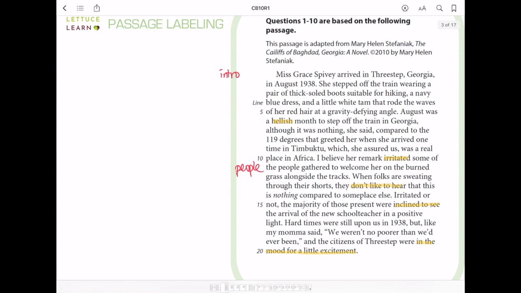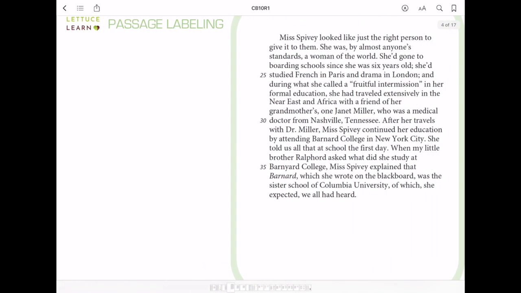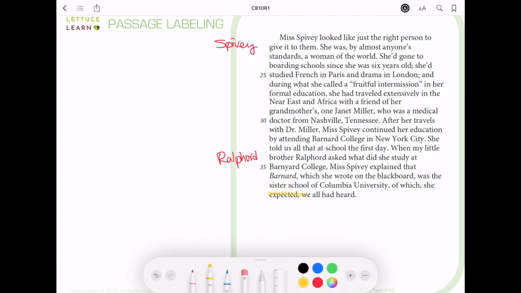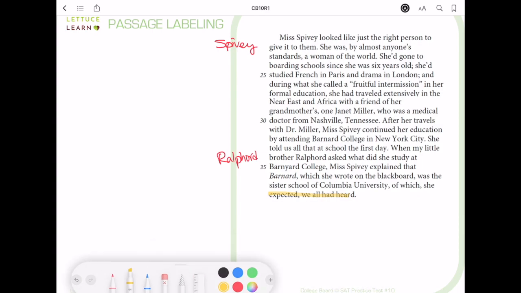Moving on. The next paragraph clearly starts with a description of Miss Spivey. So let's keep scanning until we see a shift. Like in line 33, when a new character, Ralford, is introduced. And you can see that there's a relationship there, as Spivey expects Ralford to understand something.